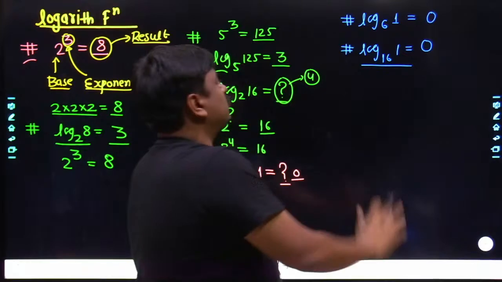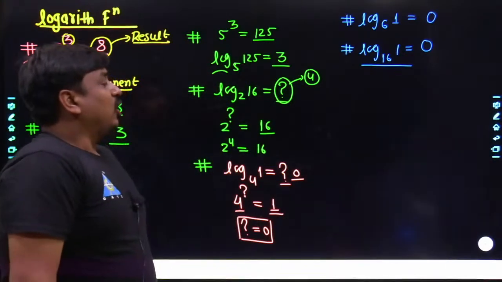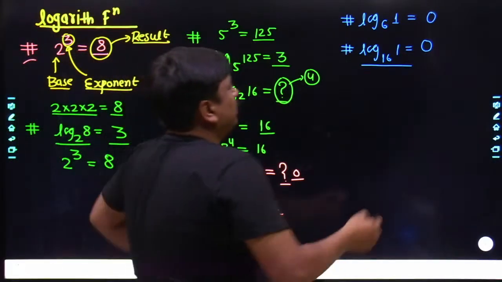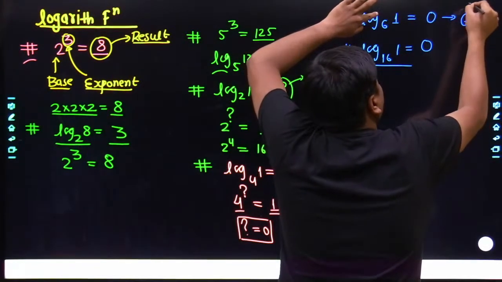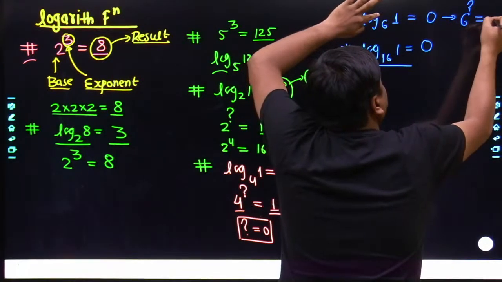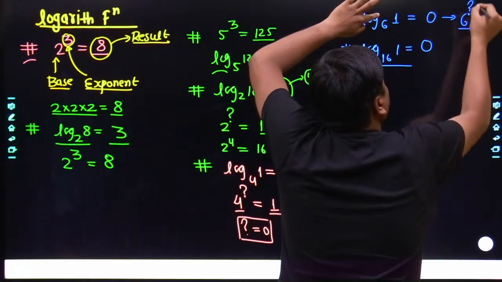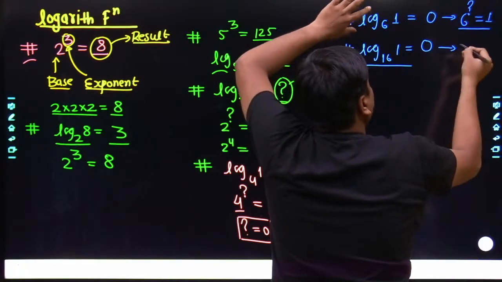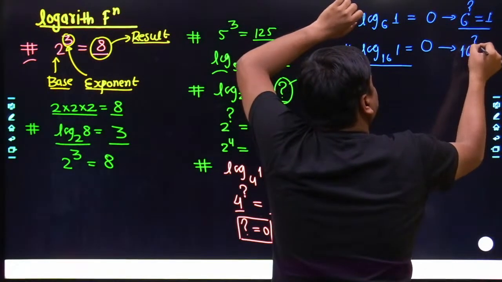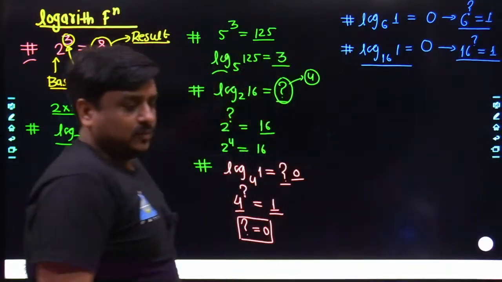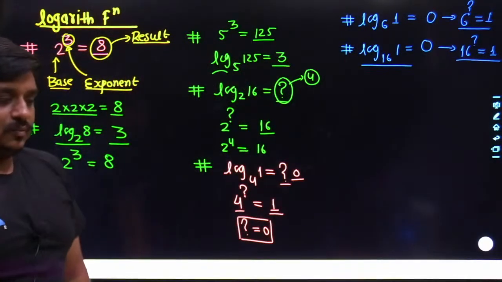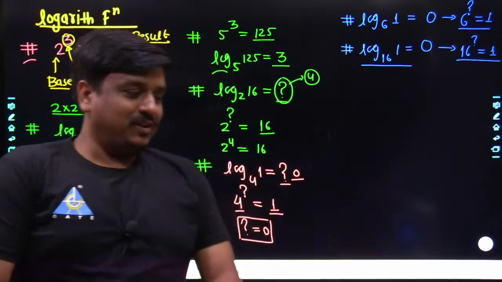Why? If you want to express the log base 6 of 1 in the exponent form, how has this to be written? This has to be written as 6 raised to a certain question mark and the result has to be 1, and that's possible only if the question mark is 0. Similarly here, 16 raised to a certain question mark, the result has to be 1, obviously the question mark has to be 0. Definitely 0.